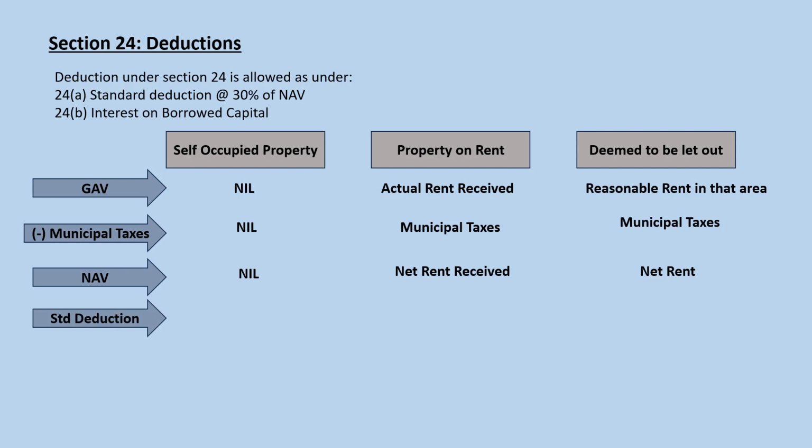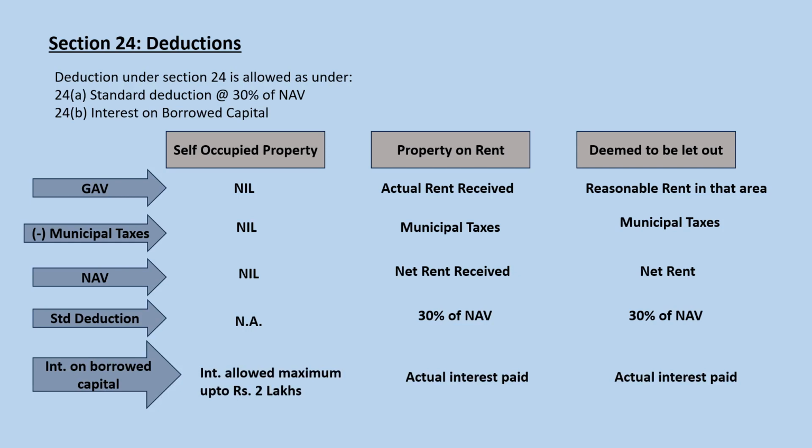Then there will be a standard deduction under Section 24A, which is not applicable in the case of self-occupied property. It will be 30% of NAV in the case of property given on rent and deemed to be let out property. Now very important here is your interest on borrowed capital. In the case of self-occupied property, it is allowed up to a maximum of rupees 2 lakhs only. Whereas in the case of property given on rent and deemed to be let out property, it will be the actual interest paid which will be allowed as a deduction. So there is no cap of rupees 2 lakh. Whatever interest is paid will be allowed as a deduction.